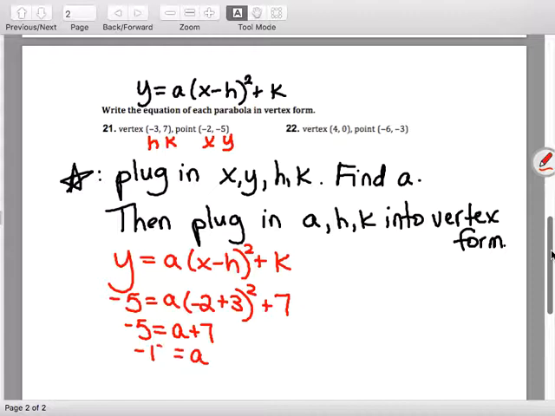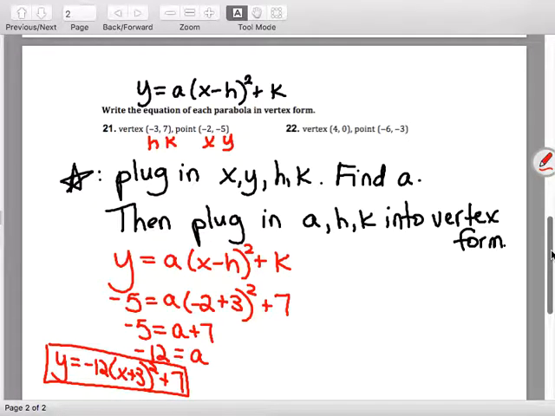Subtracting 7, a is -12. So then here's my equation. Y equals -12 times x plus 3 squared plus 7. So I plugged in a, h, and k. Now you guys try 22 on your own.